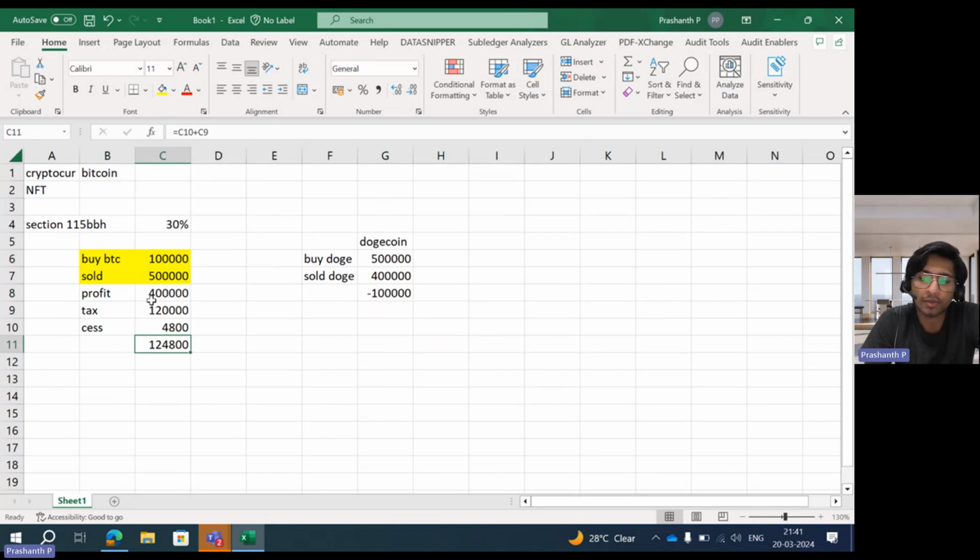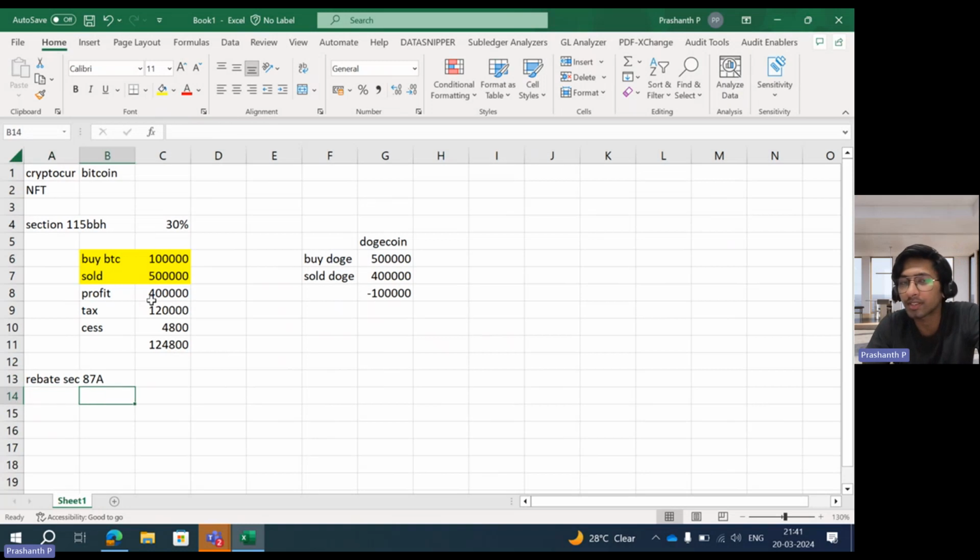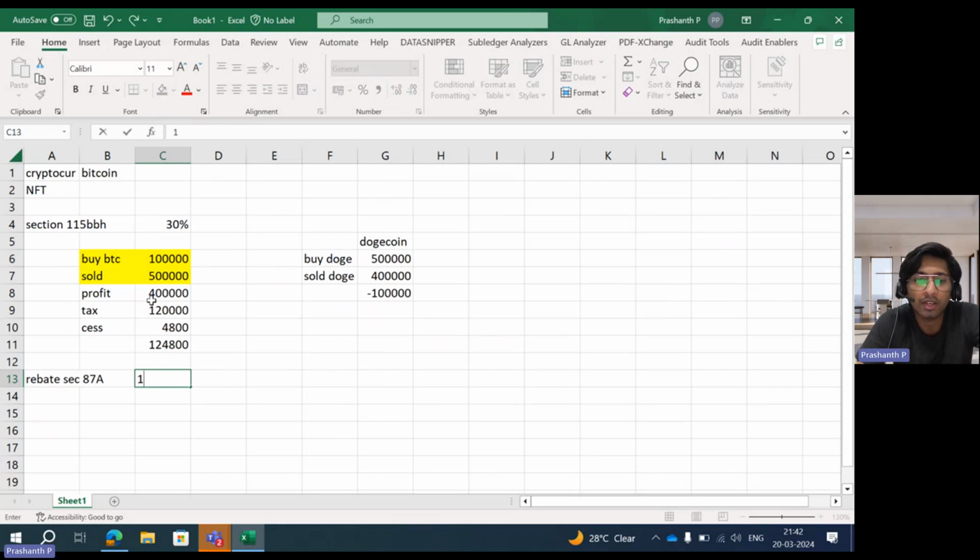Let's take another scenario. You might have heard of the rebate under section 87A. Now what is rebate under section 87A? Suppose your income, as per the old regime, is up to 5 lakh rupees, you can get a rebate of around 12,500 rupees.